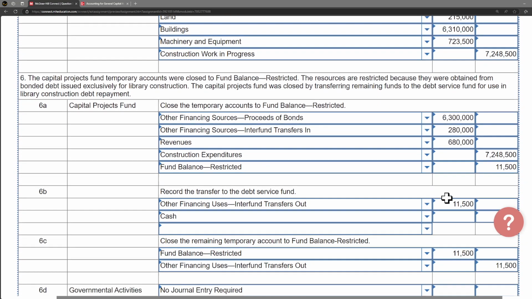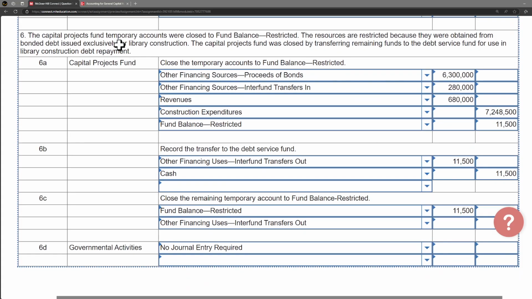When we get ready to close the account, the capital fund's temporary accounts were closed to fund balance restricted. Now, the resources are restricted because they were obtained from a bonded debt issue exclusively for library construction, right? So they have a restricted use, but once the library's constructed, that restriction is lifted because its restriction has been fulfilled. So we are able to reclassify the remaining funds and transfer them out, typically to the general fund.